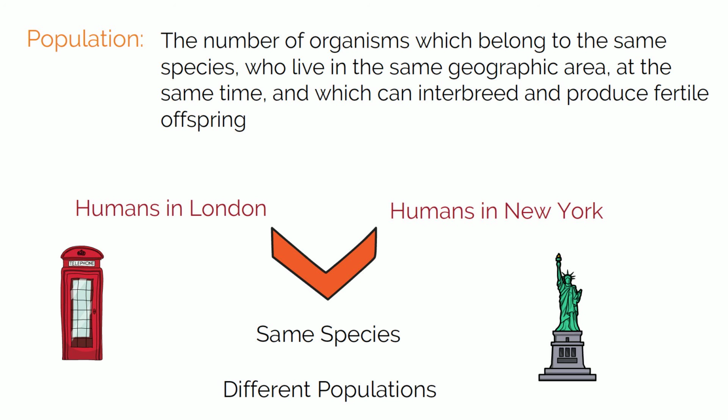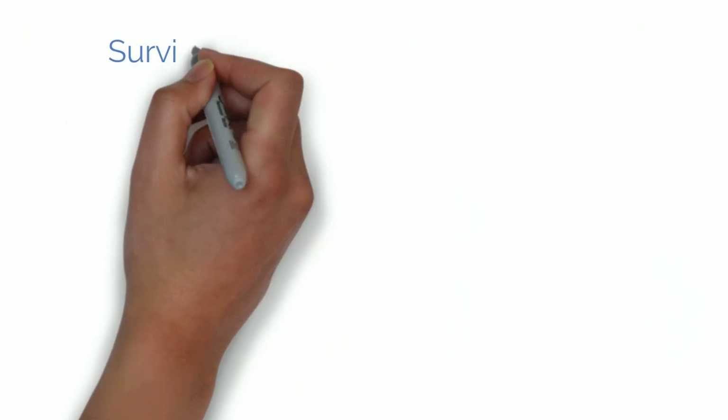Let's now talk about natural selection, which is a concept which is related to Darwin's theory of evolution. His theory stated that organisms with desirable traits would survive and reproduce more easily, and therefore pass those desirable traits to their offspring. The key words here are survive and reproduce, and this is where natural selection comes into play.